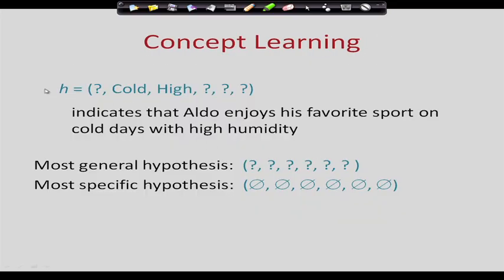So, this is a representation of one such hypothesis, which says x1 can be anything, x2 must be cold, x3 must be high, and x4, x5, x6 can be anything. So, this is one particular hypothesis. The most general hypothesis is one where any attribute can take any value, and the most specific hypothesis is one where no value is possible.